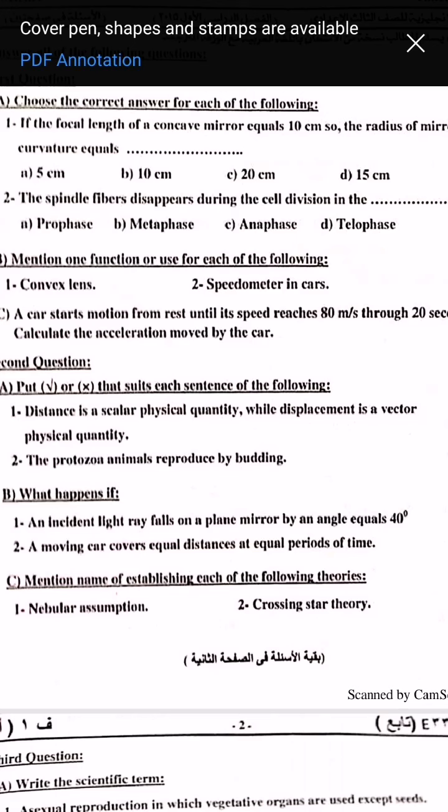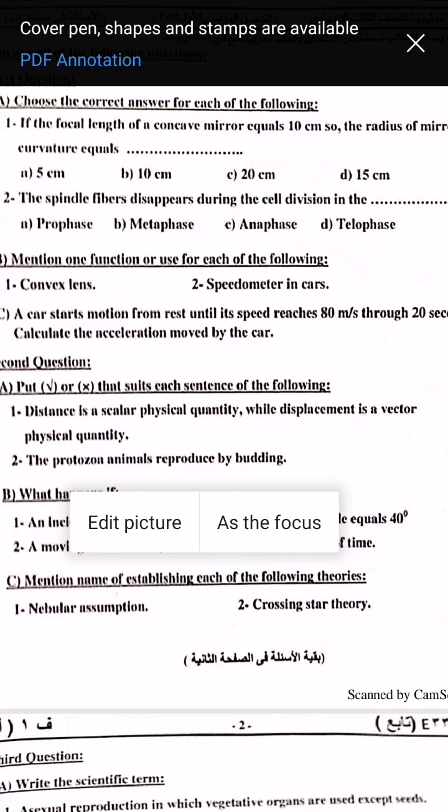Number 2, a moving car covers equal distance at equal periods of time. What happens if a moving car covers equal distances at equal periods of time? So the answer here is the car moves by regular speed or uniform speed. We say that the car moves by regular speed or uniform speed and the car acceleration equals 0.